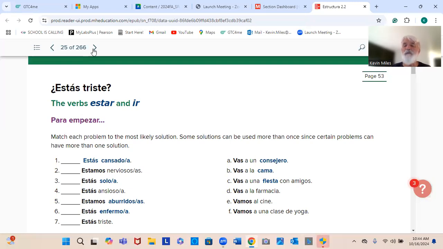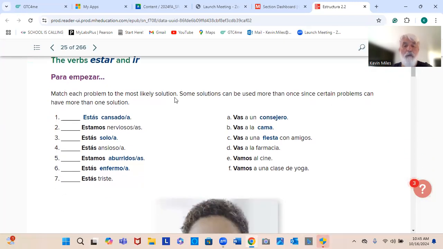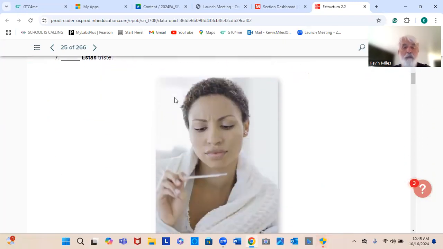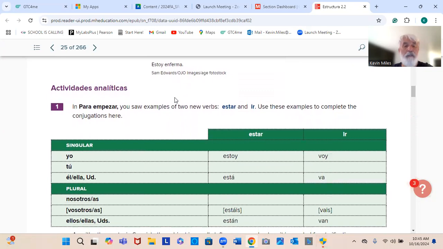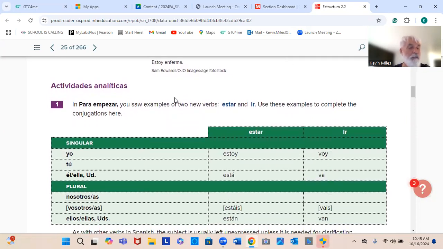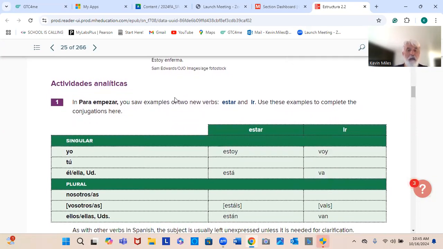And we'll look at that in a little bit more detail below. Ir is the verb to go. And we're going to learn how to conjugate that. So estar and ir are the verbs we're going to be working with. So they give the conjugations above. And let's just jump right into actividades analíticas here. And let's conjugate the verb estar or to be.